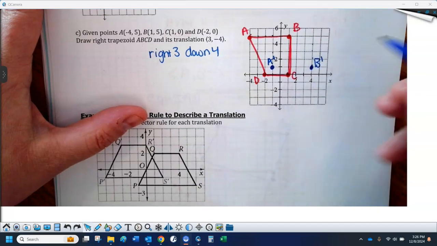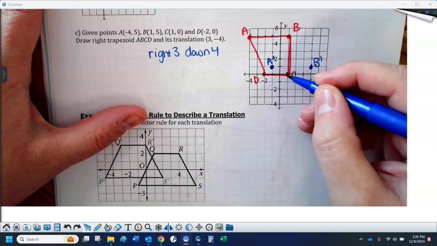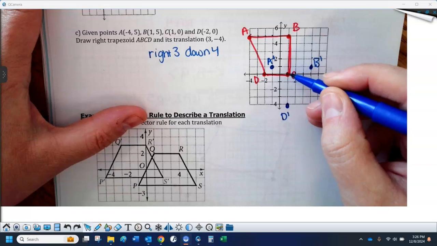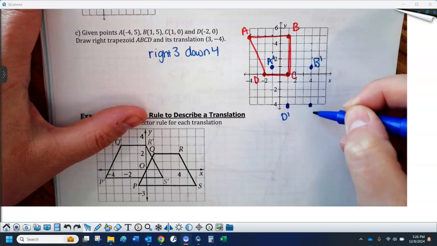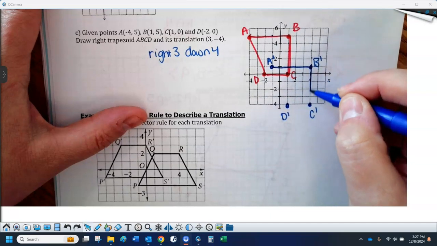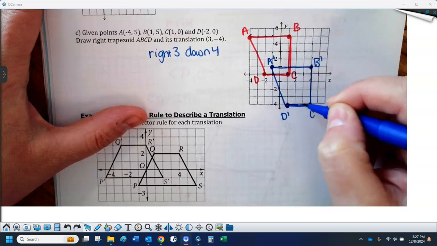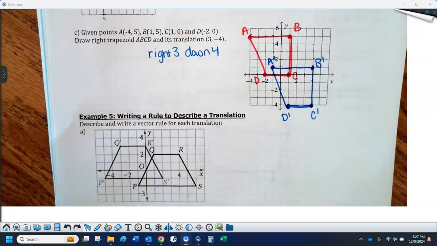Same thing with B, right 3, 1, 2, 3, and then down 1, 2, 3, 4. Here's B prime. For C, we're just going to go the same thing to the right 3, 1, 2, 3. That's actually point C. And then down 4 will be right at the bottom of the graph. That'll be D prime. C prime, over 1, 2, 3, and then down 1, 2, 3, 4. There's your C prime. And then again, the pre-image, so the original, and the image, that's the translation we just did, are congruent to each other. So they're the same shape, same size, congruent. We're just shifting it to a different part of the graph.